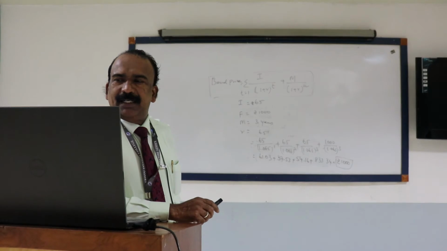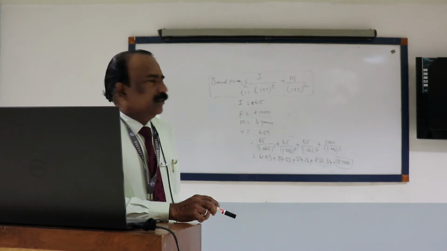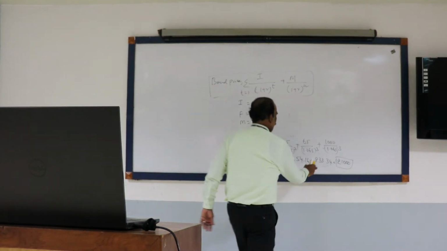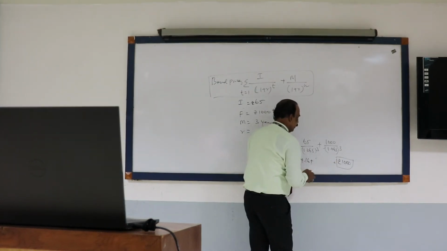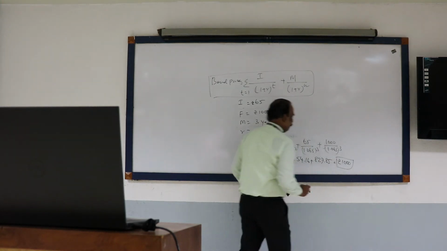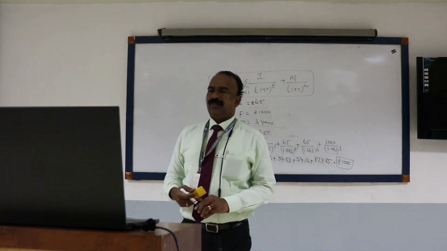Somebody said 1000 divided by will be 827.8. 827.85. Yeah, it should be 1000 only. 827.85, no? Yes, sir, that is right. 1000.